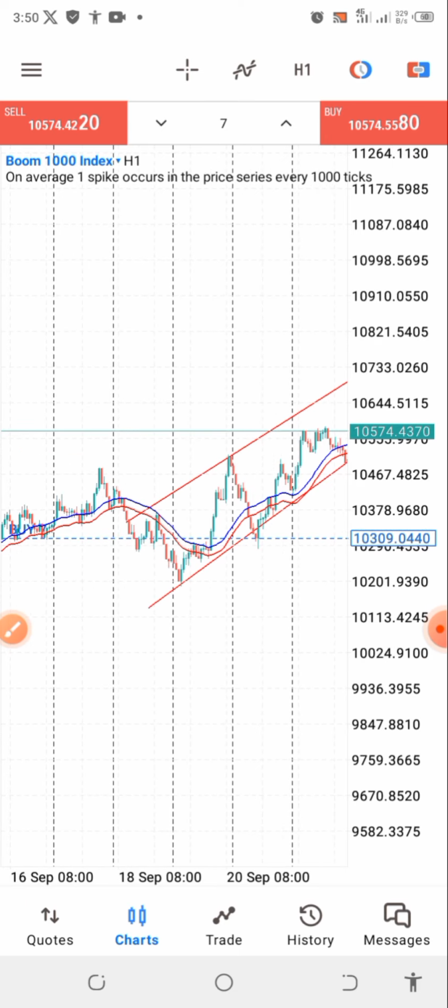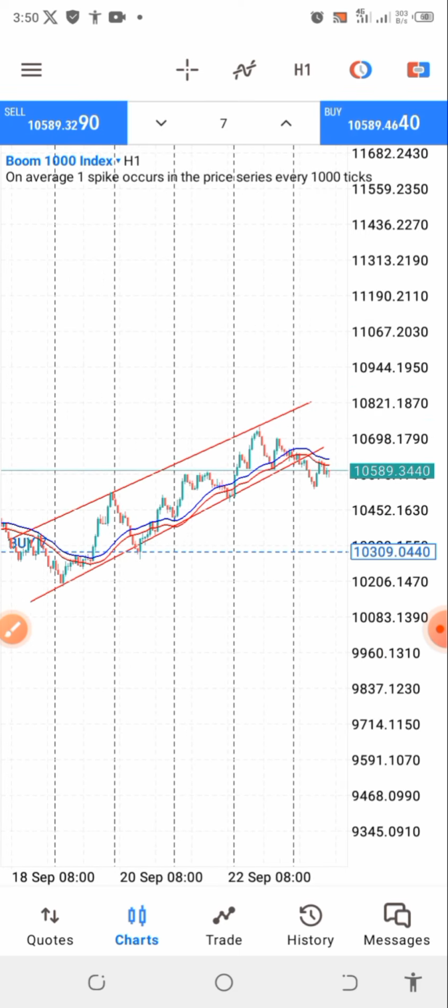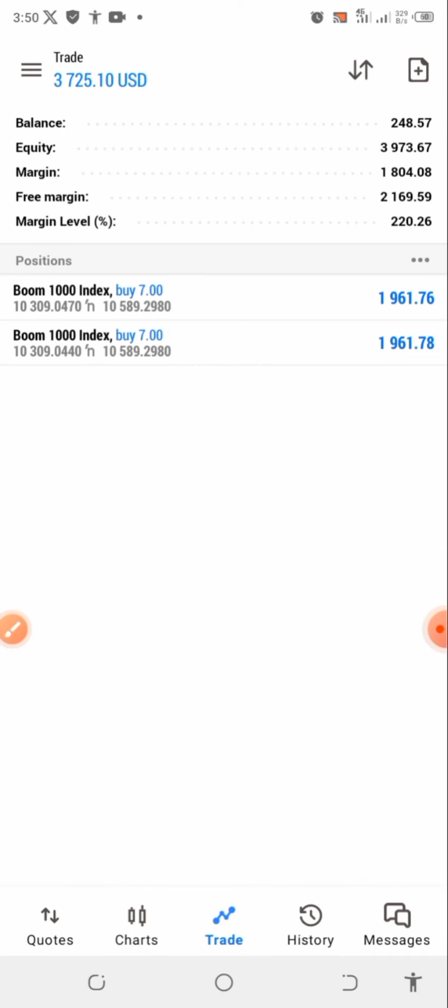So now we have set our indicator up. Now the second thing we need... We almost reach 4,000. I'm monitoring this rate. When it hits 4,000, I'm going to close up.